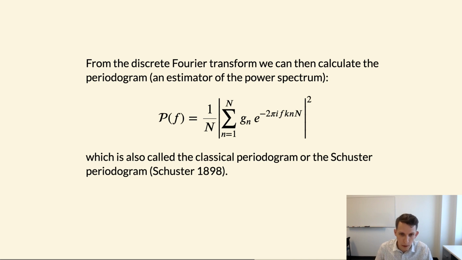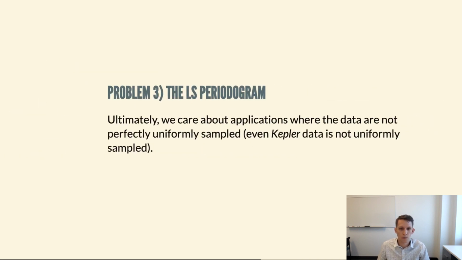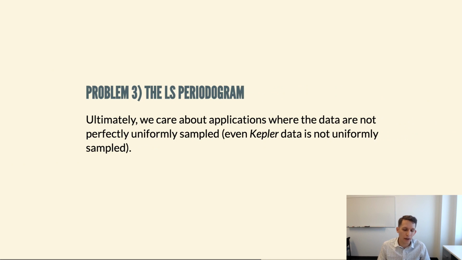So the power spectrum of f is equal to 1 over n, the sum from n equals 1 to n of g sub n e to the negative 2 pi i f k n over capital N, squared. This is called the classical periodogram or the Schuster periodogram. And again, this estimator allows us to take some continuous signal that has been sampled at regular intervals and determine what are the frequencies that are most dominant within that signal. And so that is our brief reminder of Fourier analysis. And now we're going to talk about the Lomb-Scargle periodogram.